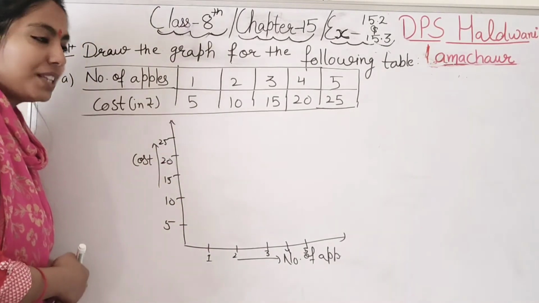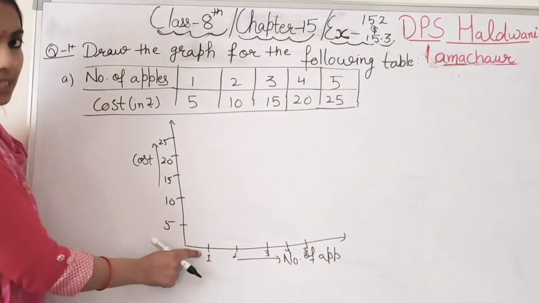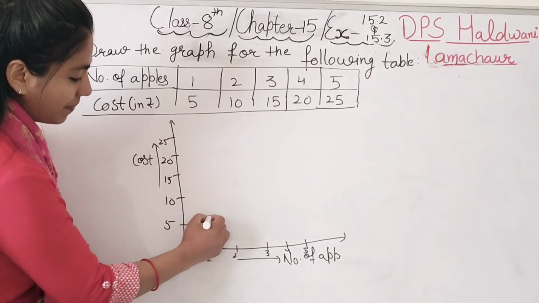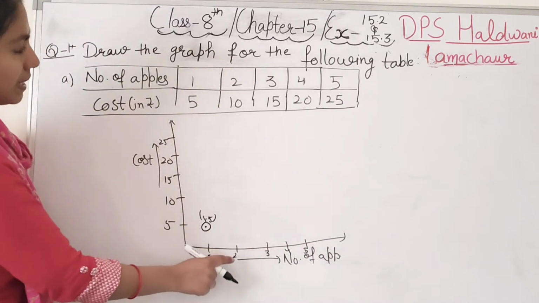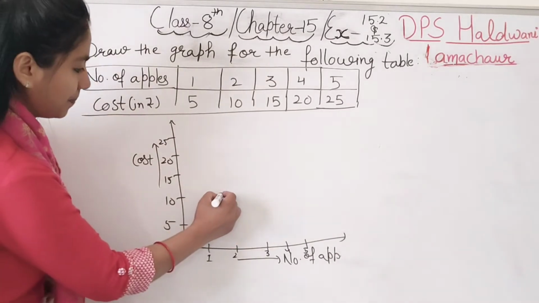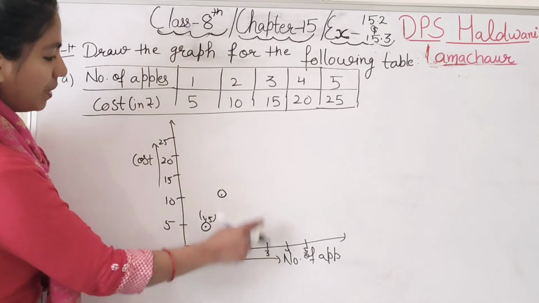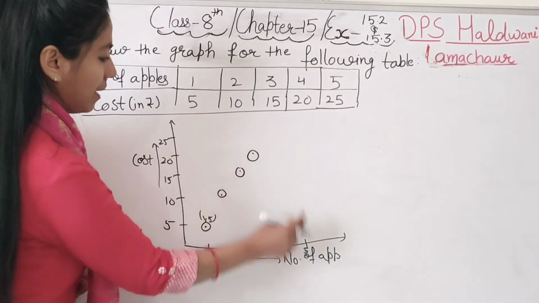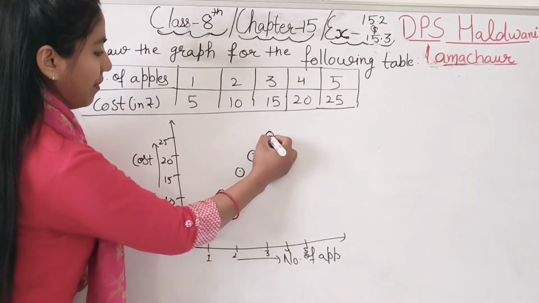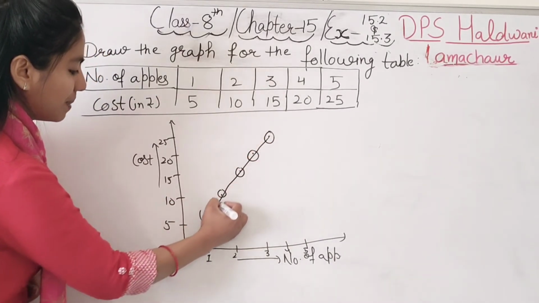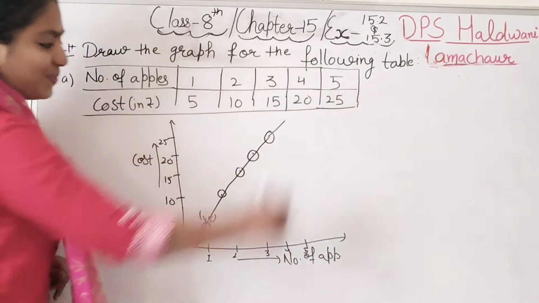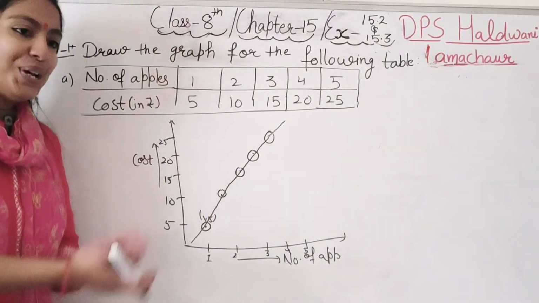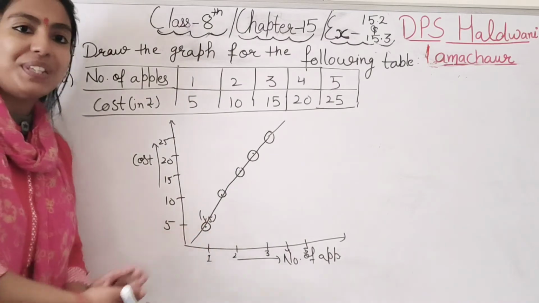So start to make the points. At 1, x is 1, y is 5. So point (1, 5). Now x is 2, y is 10, x is 3, y is 15, 4, 20 and 5, 25. When you join these points, this becomes a straight line only, student. Yes, linear graph. Right? Very simple, no? So that's it only. You have to draw the graph.